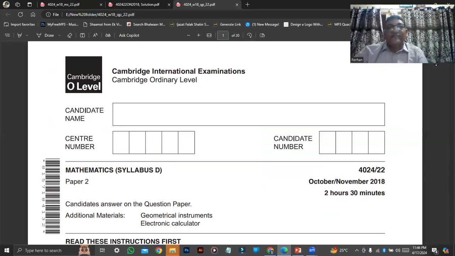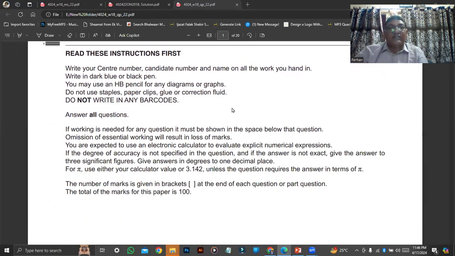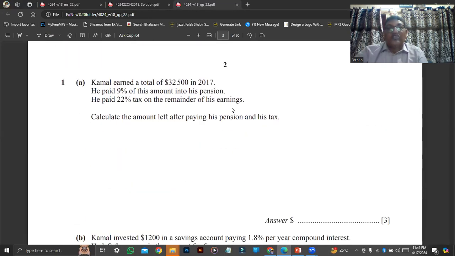So here we have the October-November 2018 paper 2. The time allowed is 2 hours 30 minutes. The calculator is allowed in this paper. The total marks for this paper are 100. So question number 1 is showing up on your screen.